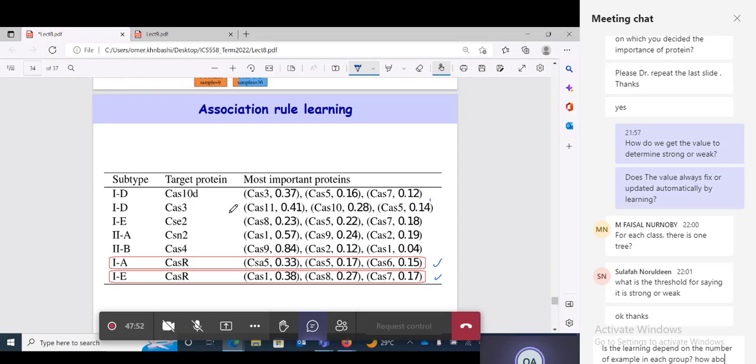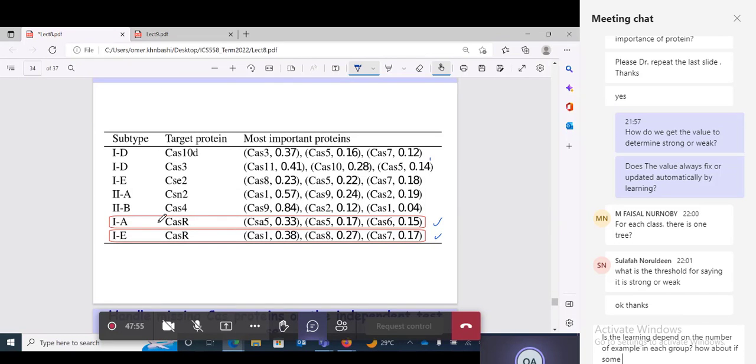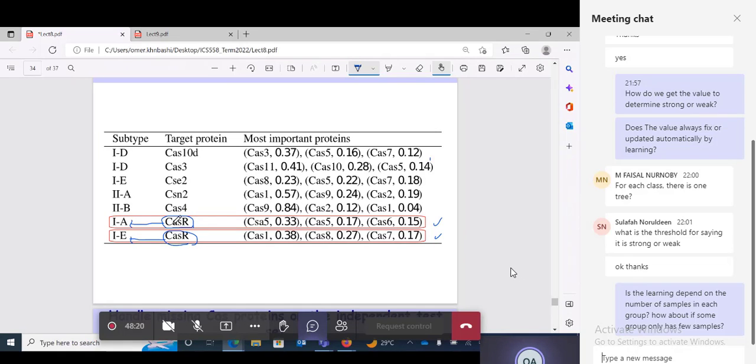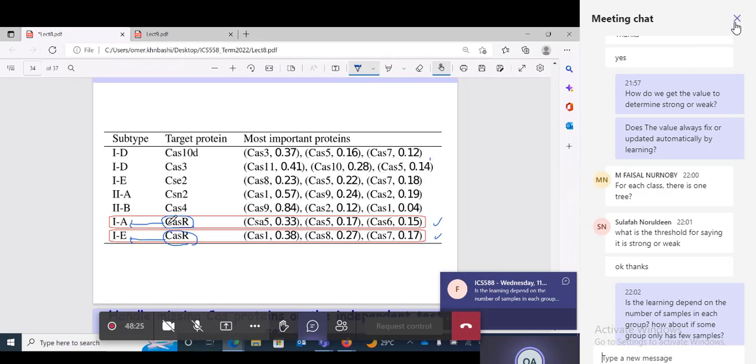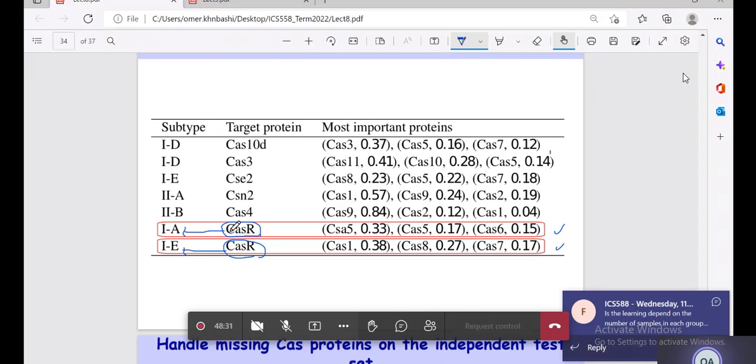So what is this table? For example, if I have this Cas R, which belongs to 1A, and sometimes we also have Cas R belonging to 1D. They are the same family, but they work with different groups of subtypes or clusters of proteins. So now this is our target. Then we ask the machine, does the learning depend on the number of samples? Of course, if the sample is good, it will help. If the sample is small, it will not help. Sure.